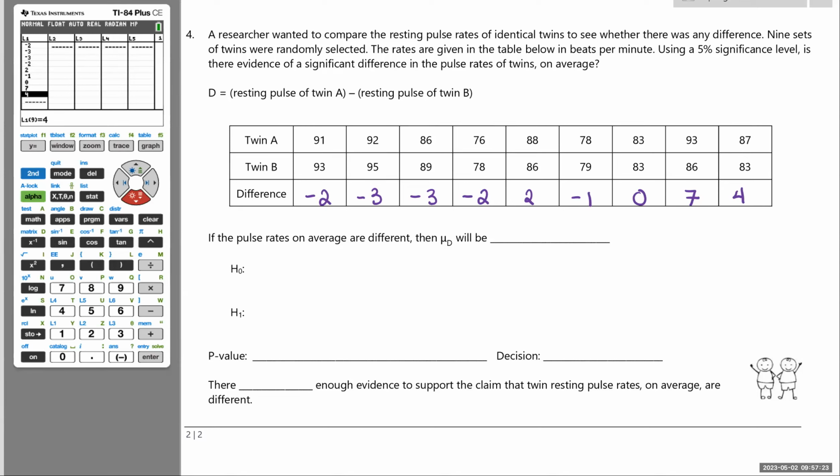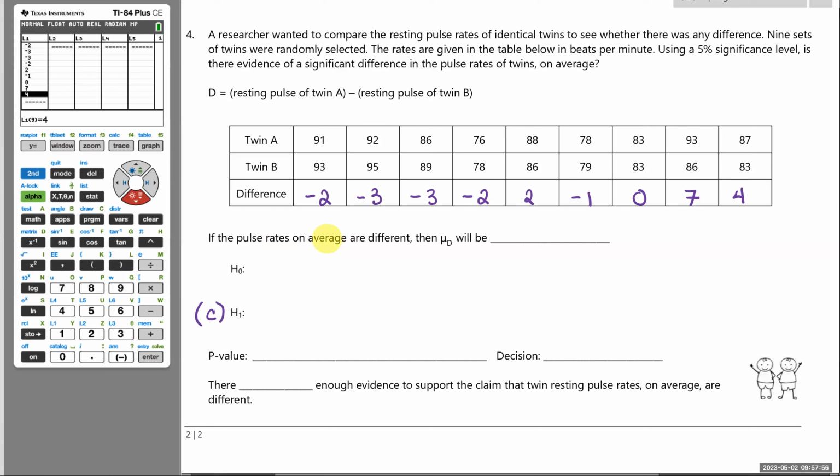So let's get our hypotheses written. So let me address here the claim that's being made. So the claim we're testing: is there evidence of a significant difference in the pulse rates? So in this case, we're not saying that we think one twin's pulse rate is higher than another or lower than another. We would just like to know if there's evidence of any difference.